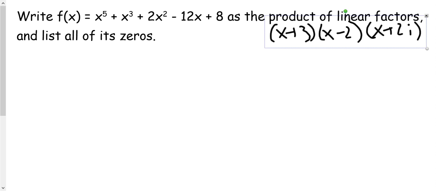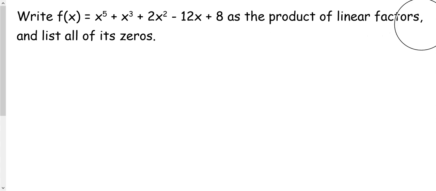And we also are asked to list all of its zeros. Now take note here that we are asked to list all of its zeros, so we have to include both the real and complex numbers here. So the first thing we want to do is figure out where we start. Where do we get our possible list of zeros from, our possible test points here.